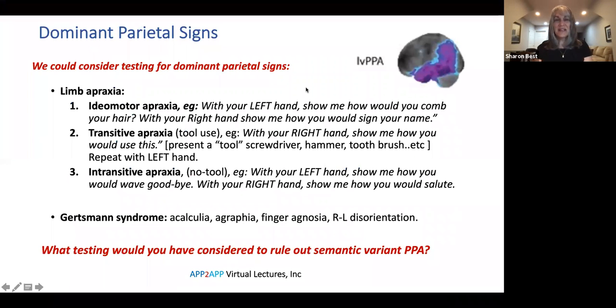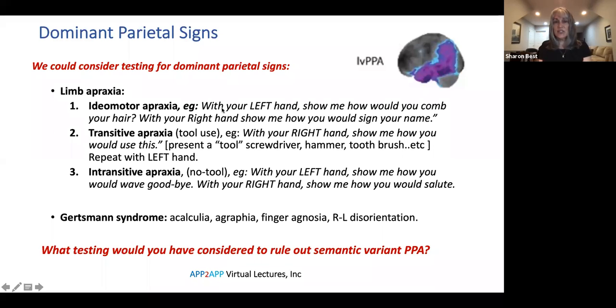Okay, so now how do we check for dominant parietal signs? Remember, we're looking for dominant parietal signs specifically in logopenic PPA because the area that is affected is going to be the temporal parietal, so it's posterior parietal and temporal. It will eventually spread throughout the cortex. Some of the dominant parietal signs that we can look for are limb apraxias. So we have an ideomotor limb apraxia, a transitive apraxia, and an intransitive.